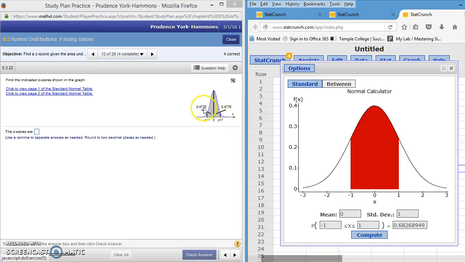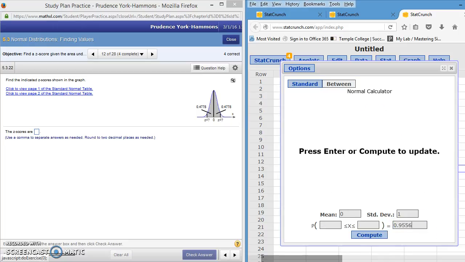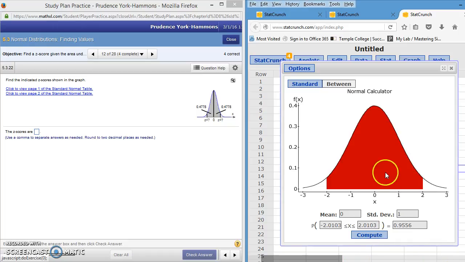And I need this total area. So if it's 0.4778, if I added those two together, I would get 0.9556. And if I compute this, it actually distributes it equally between the two sides. And it says that my z-scores are negative 2.0103 and 2.0103. And we're supposed to use a comma to separate those answers and only round them to 2 decimal places.